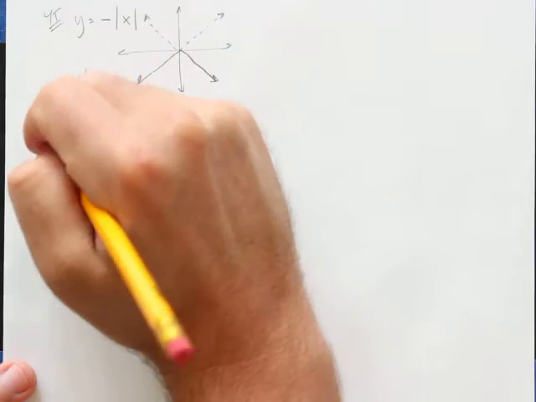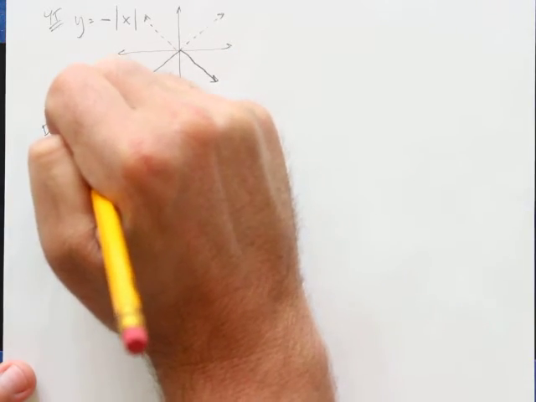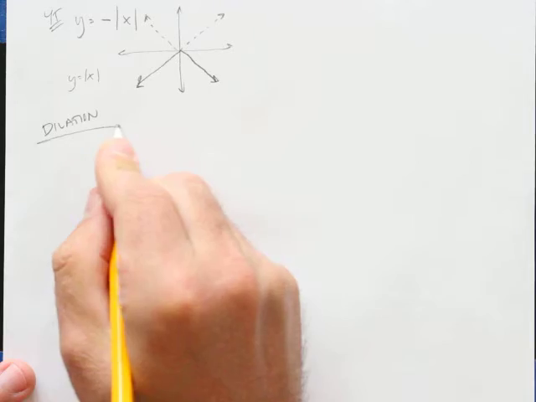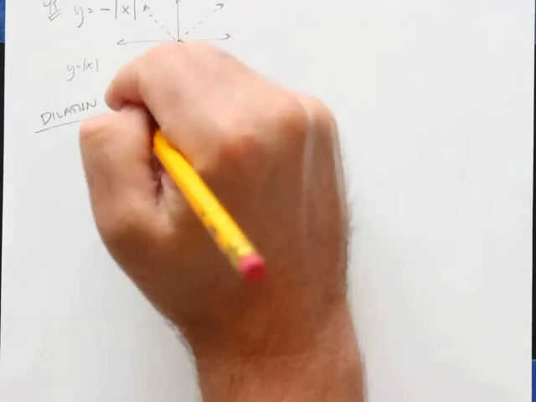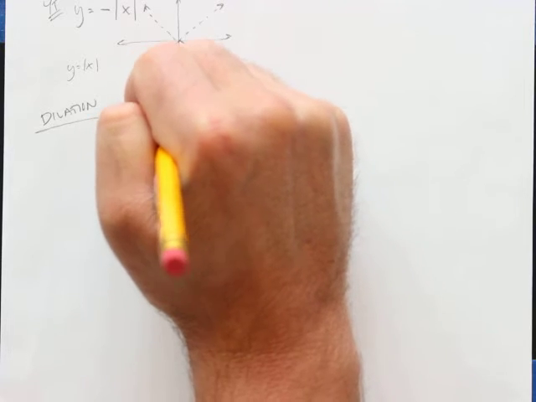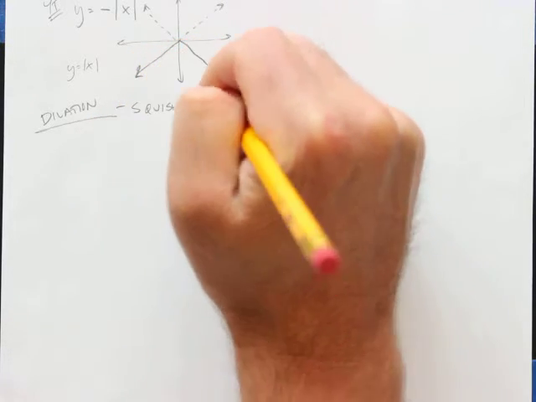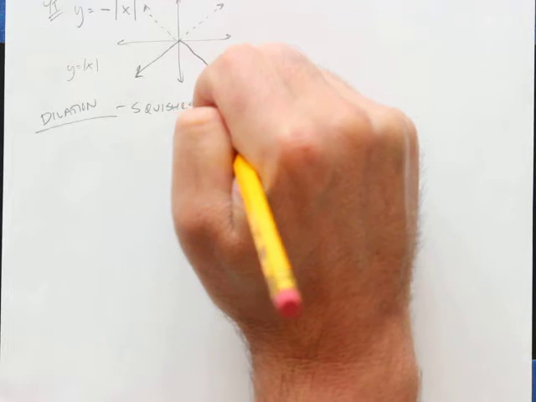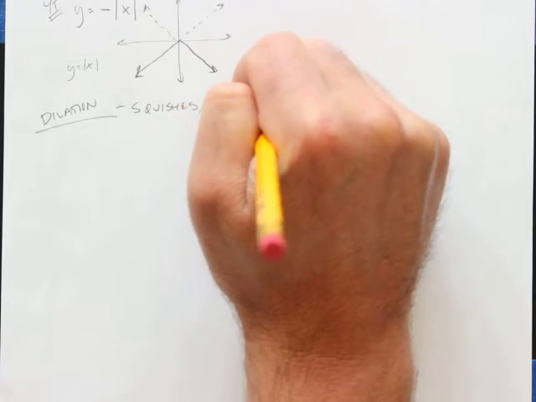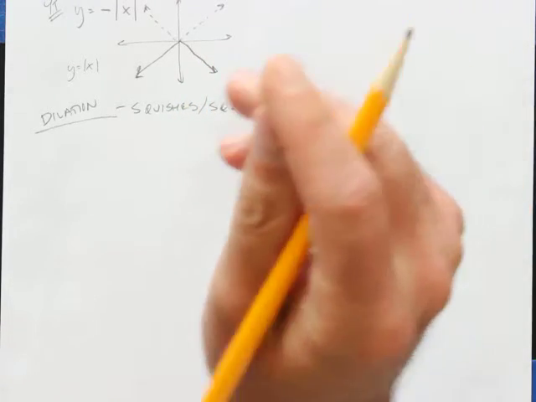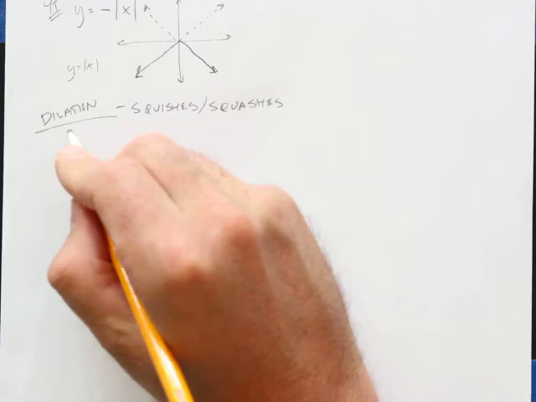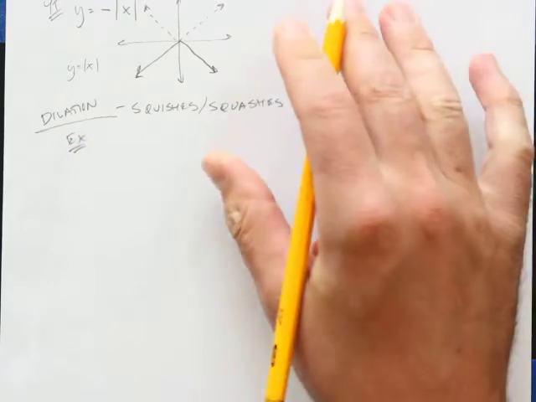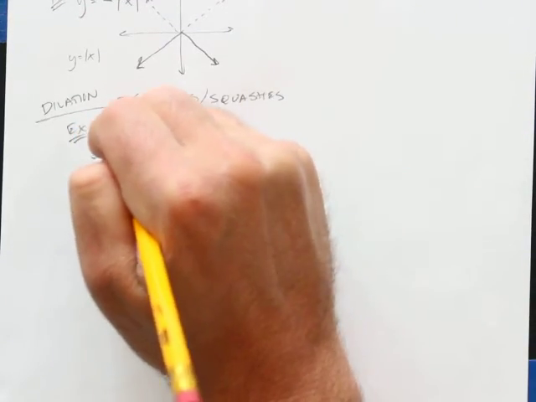Next, dilation. Dilation, oh, I shouldn't have written that sideways, but okay. Dilation squishes, squashes, scales. Okay, let's see what that looks like. Example: y equals 4x.